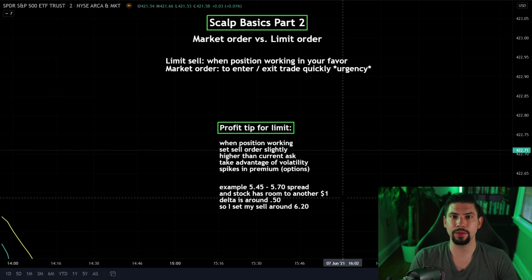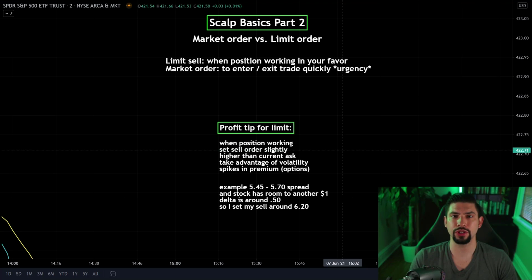If I don't set a limit order when the position is working in my favor and I try to time it, oftentimes I'm not going to get filled. I'm going to miss the trade. I'll give up profits, and that's frustrating. So that's one way that I use limit orders when positions are working in my favor. Now I have a ton of live examples of how I'm using these limit orders in the Scalp Mastery series videos. So please again, check that out because this will bring it all full circle.